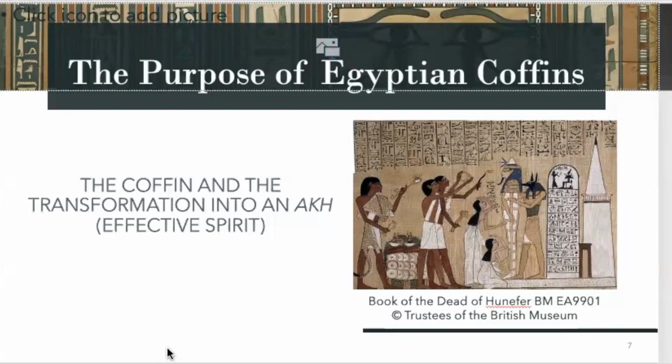For this transformation, you had to combine 5 very important elements of your spirit or identity, one of which was the body with its intact heart. Through a series of rituals, the body was able to contain all the other necessary elements and keep them together for eternity, permitting the transformation into an ach.